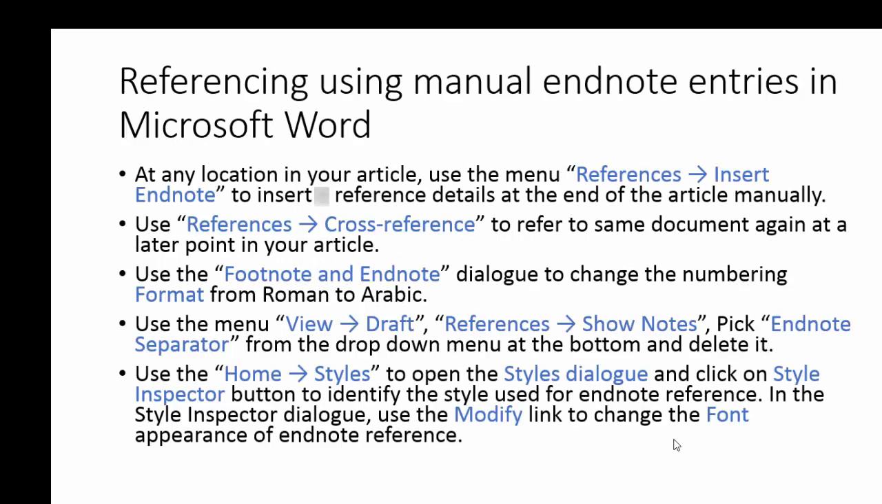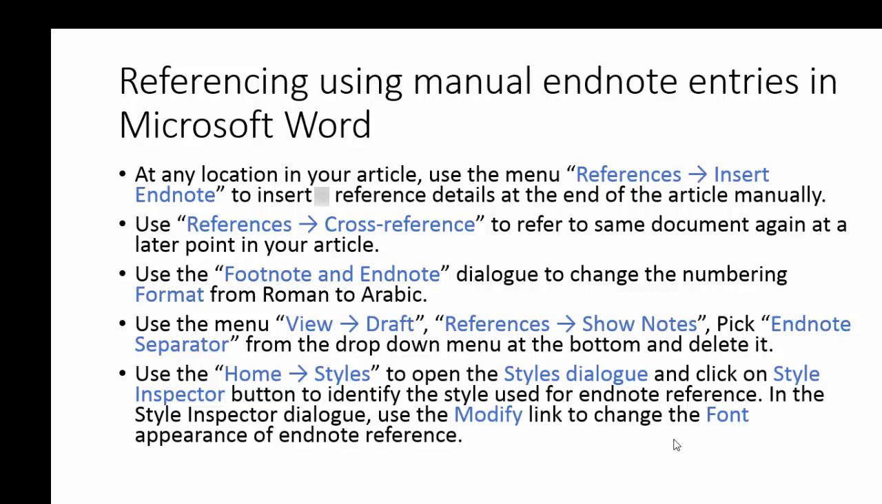Referencing using manual EndNote entries in Microsoft Word is quite straightforward. At any location in your article, use the menu item References, Insert EndNote to insert a reference detail at the end of the article manually. You have to copy paste the reference detail from some other source. You can do it from JabRef also. Use References, Cross-reference to refer to the same document again at a later point in your article.